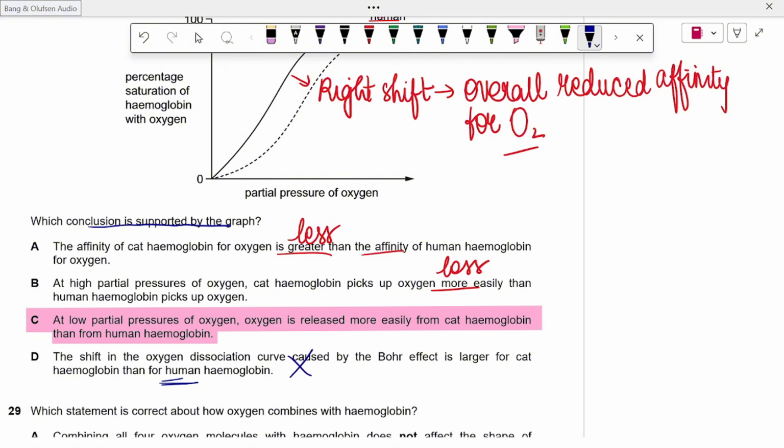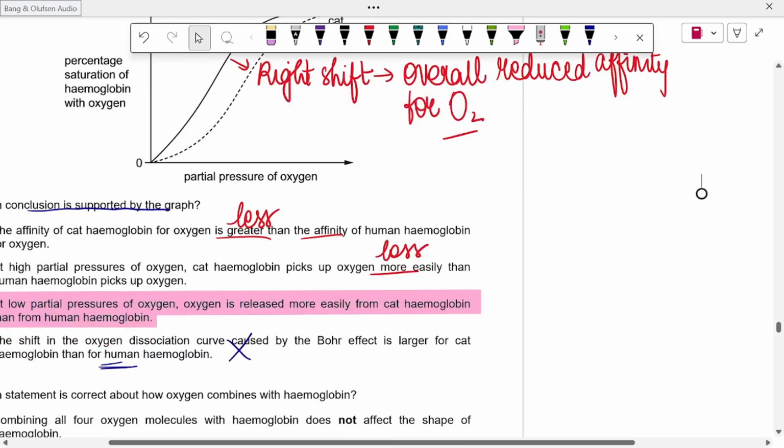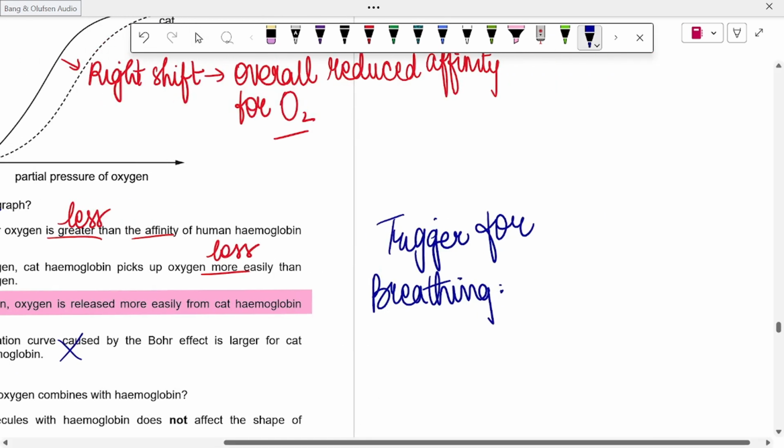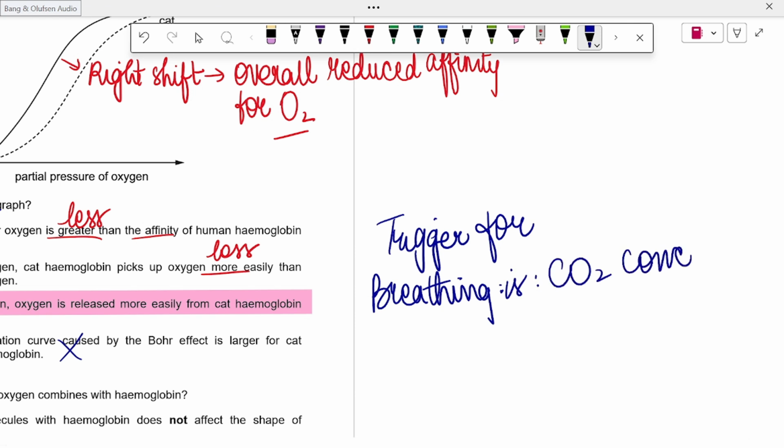Okay, what is the trigger for breathing? Does anyone know? Why do we need to breathe? The concentration of what in your body decreases or increases, causing us to breathe? Just a fun fact: the trigger for breathing is actually the concentration of carbon dioxide in your blood. It is not oxygen that makes you breathe in; your carbon dioxide concentration increases in your blood plasma, which is why you need to breathe. CO2 concentration in blood plasma. You'll study this in MDCAT in your gas exchange chapter.